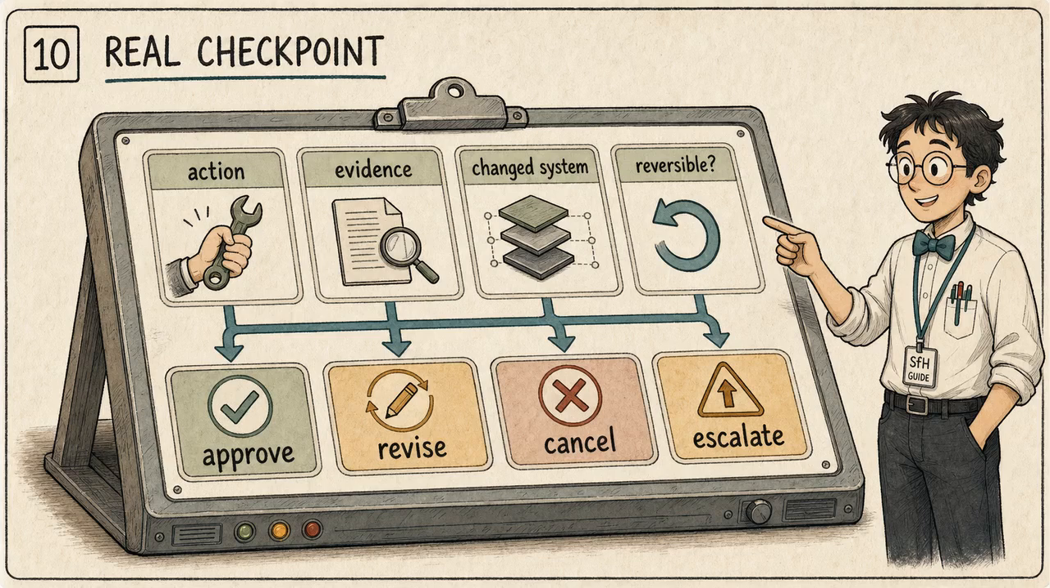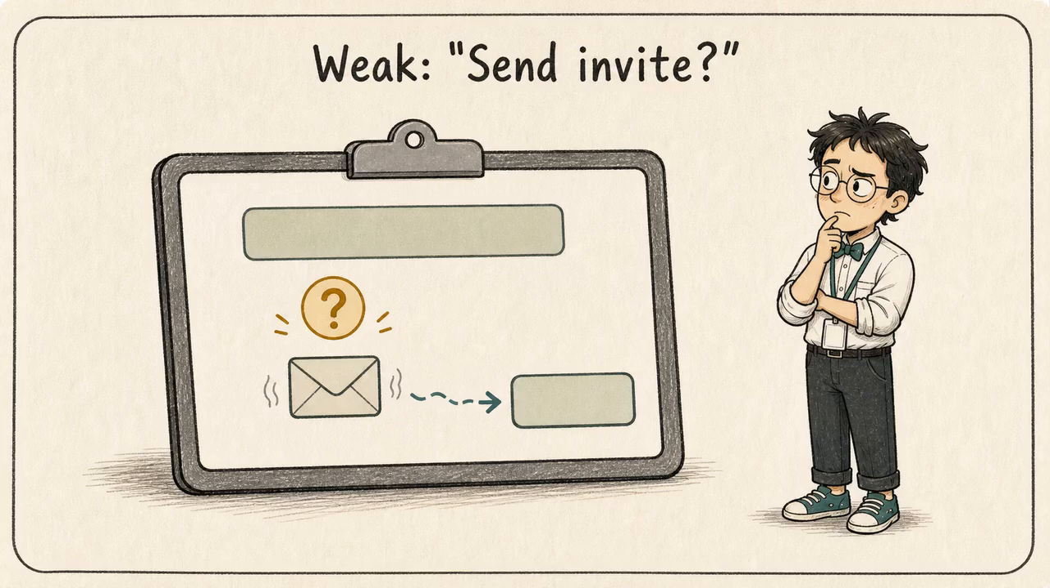Human in the loop sounds comforting until you look at the screen the human actually gets. A real checkpoint helps the person decide. It names the proposed action, it shows the evidence, it identifies the system that will change. It says whether the step can be undone. It also gives real choices: approve, revise, cancel, or escalate.